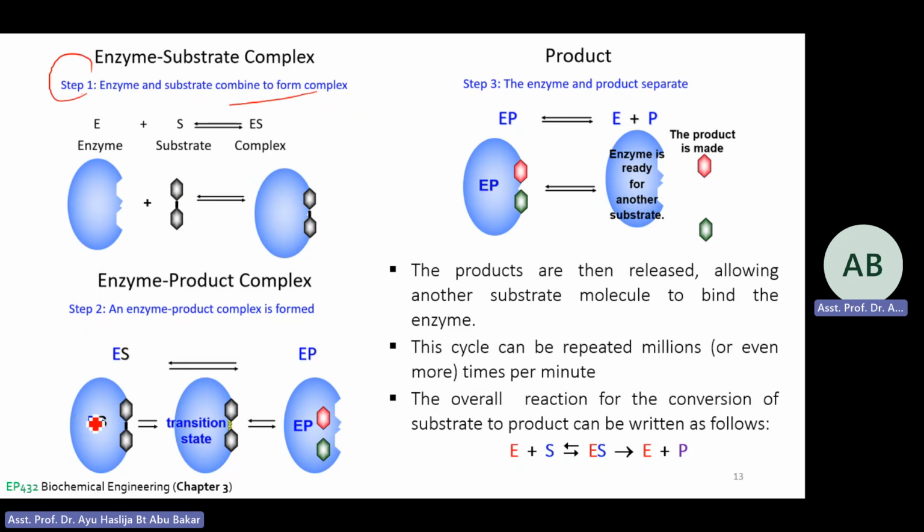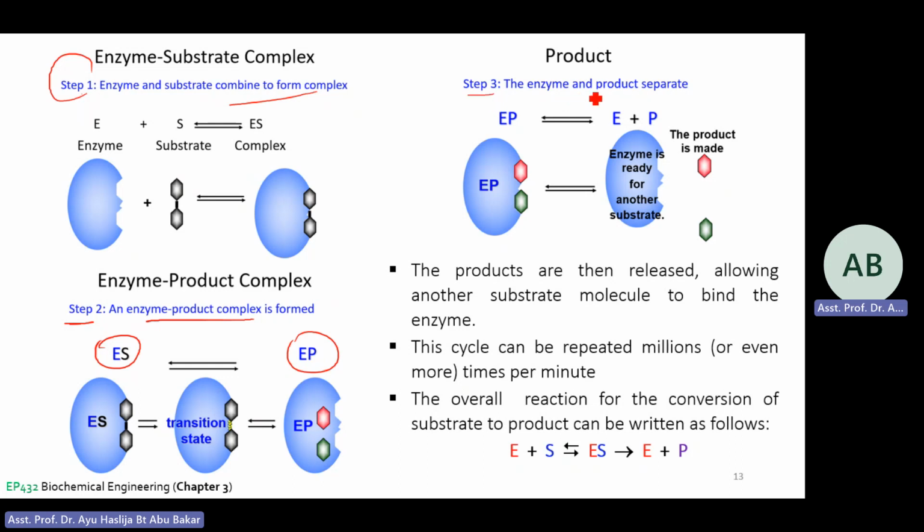Next step, when the enzyme and substrate combine, then it will start to produce the transition state, which is producing the product. Step 2. Enzyme product complex is formed. So you have ES. From ES, you have EP. P here refers to product. Substrate, transition state to form the product. This is step 2.